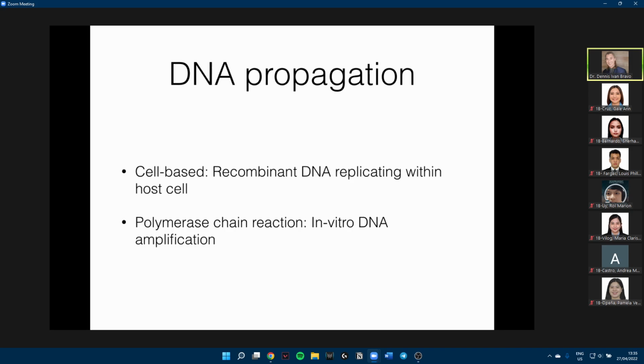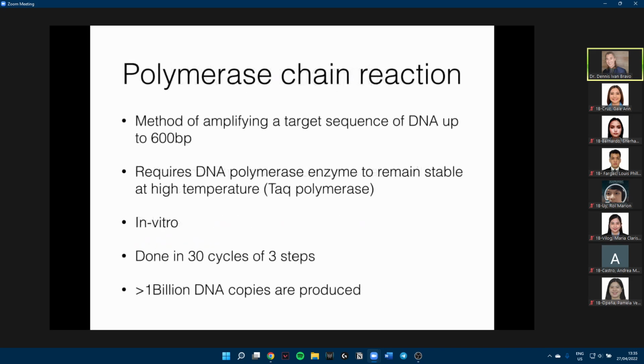This is described as an in vitro amplification of DNA. So in essence, we are simulating the DNA replication process that we have discussed a few weeks ago, but in a test tube. So we can describe PCR as a method of amplifying a target sequence of DNA. The maximum length of DNA is 600 base pair. So this is really short compared to the 10,000 base pair that can be propagated in cell-based cloning. 600 base pair is equivalent to 200 trinucleotide repeats.